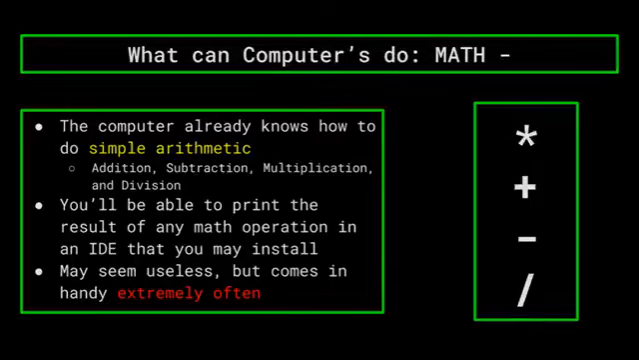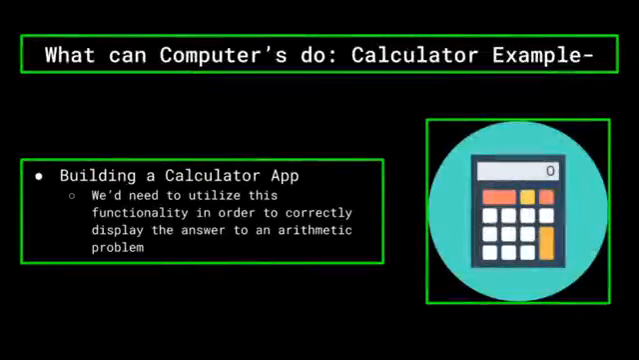For example, if we wanted to build a basic calculator app, we'd need to utilize this functionality in order to correctly display the answer to an arithmetic problem when our user tries to add, subtract, multiply, or divide two numbers.